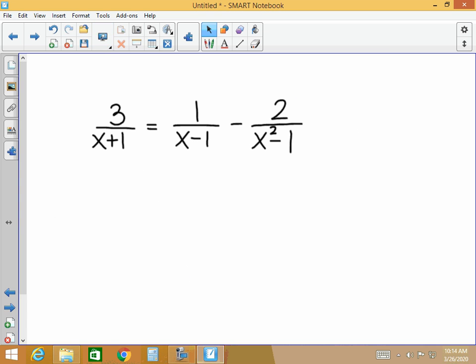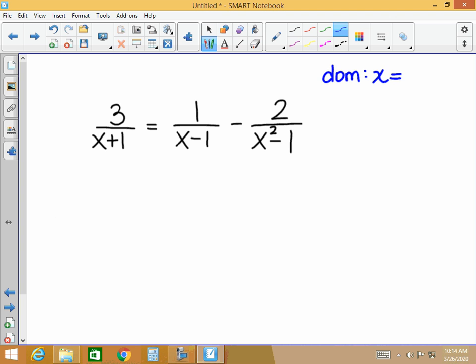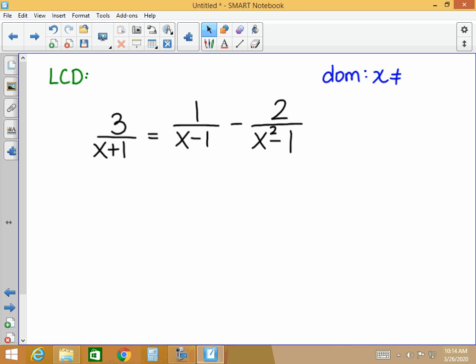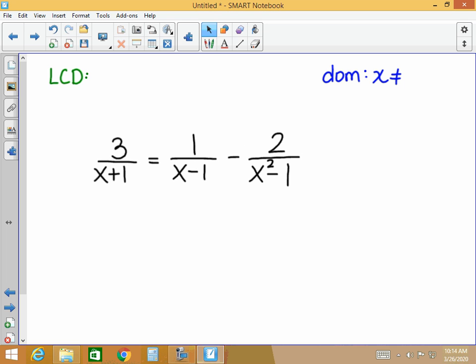Here's my next problem. Again, at your desk, I ask in a moment that you pause it so you can take a minute to find the domain. Tell me the number or numbers that we have to avoid, and also find me the common denominator, the lowest of the common denominators, please. Go ahead and pause and try that now.